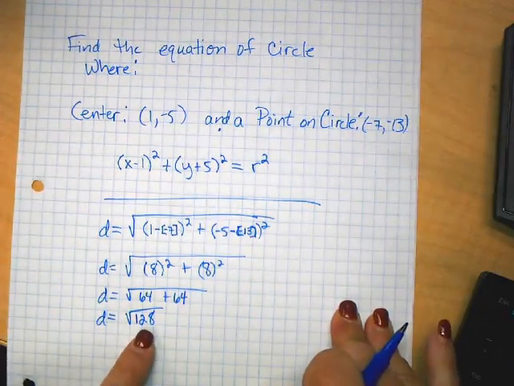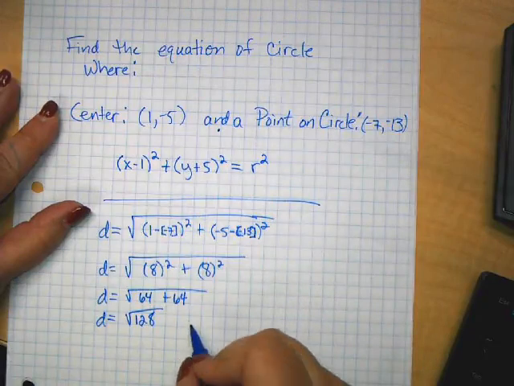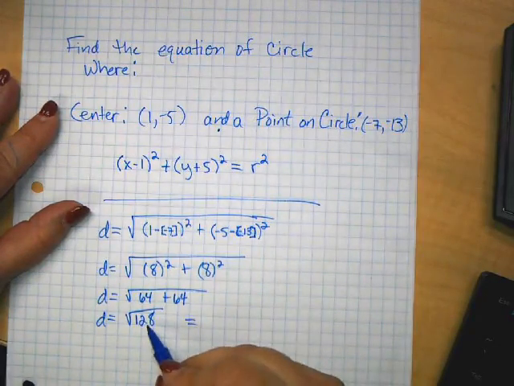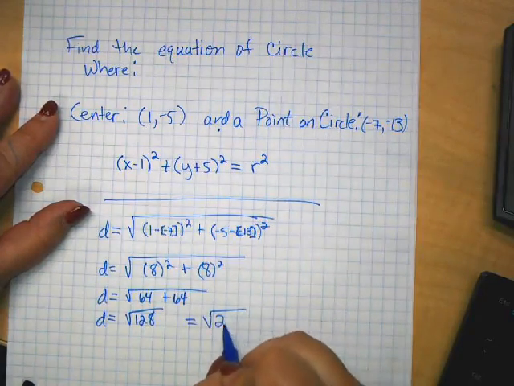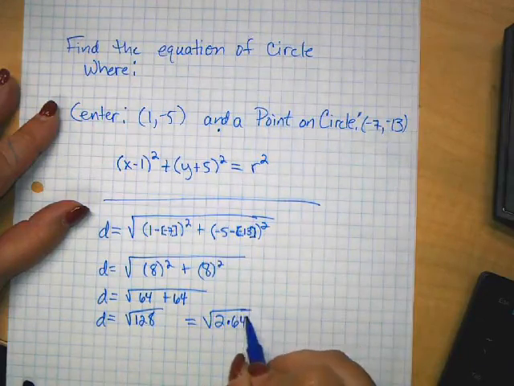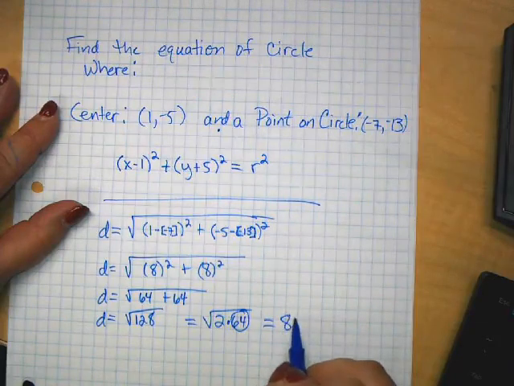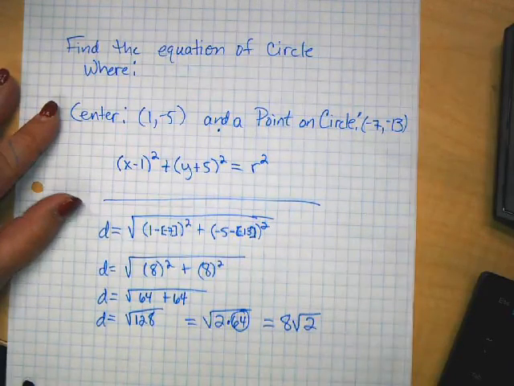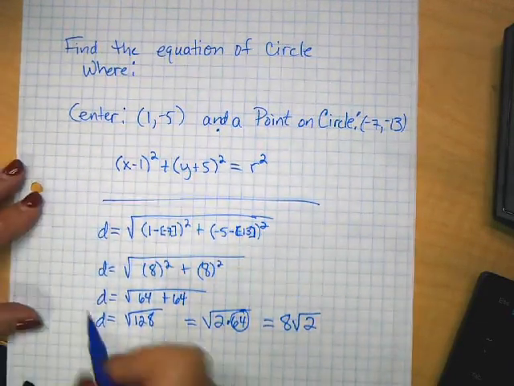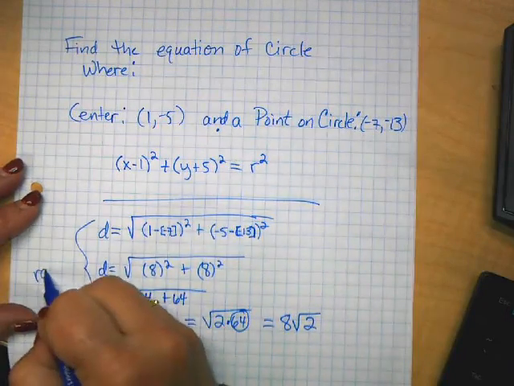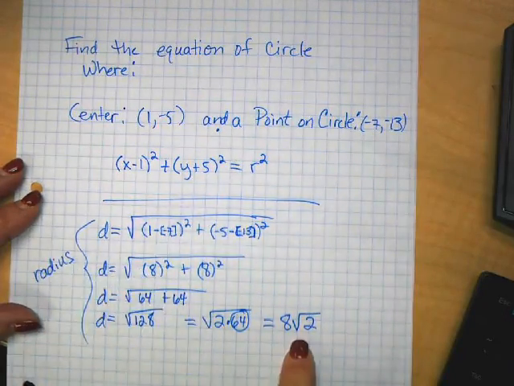We know that that is 2 times 64. So the simplified radical is really going to be, if that's 2 times 64, then we know that since this is the perfect square factor, that's going to be 8 times the square root of 2. That's the radius. This is how we're going to find the radius of the circle.